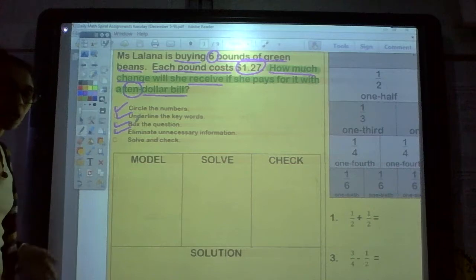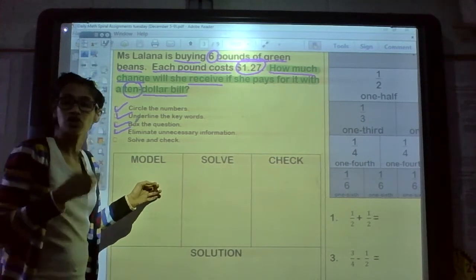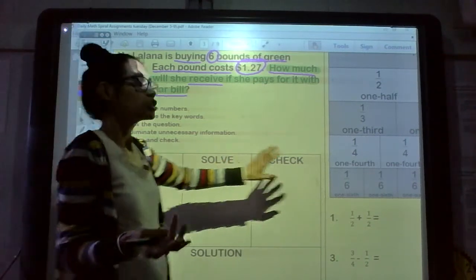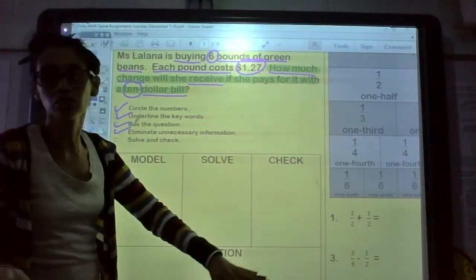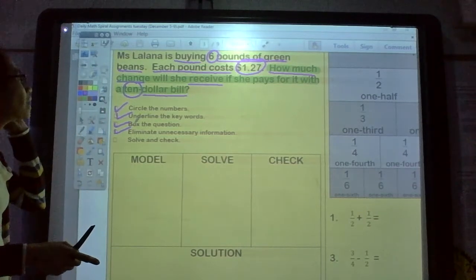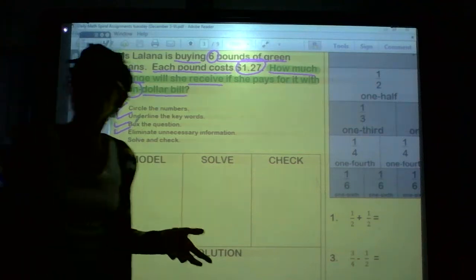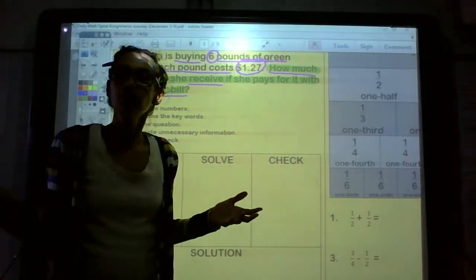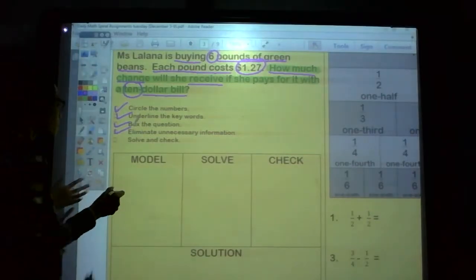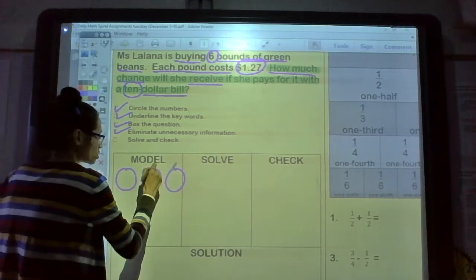Now, to solve this problem, I want you to do these things right here. Draw the model, draw a visual representation, draw a picture, solve the problem, check your answer, and then write your solution. So let's start by making your model. Let's draw a picture. It says, I'm buying 6 pounds of green beans. Now, you don't have to draw the green beans. We can represent it with circles, or if you want to do squares. I'll do circles. And each circle will represent what? A pound.